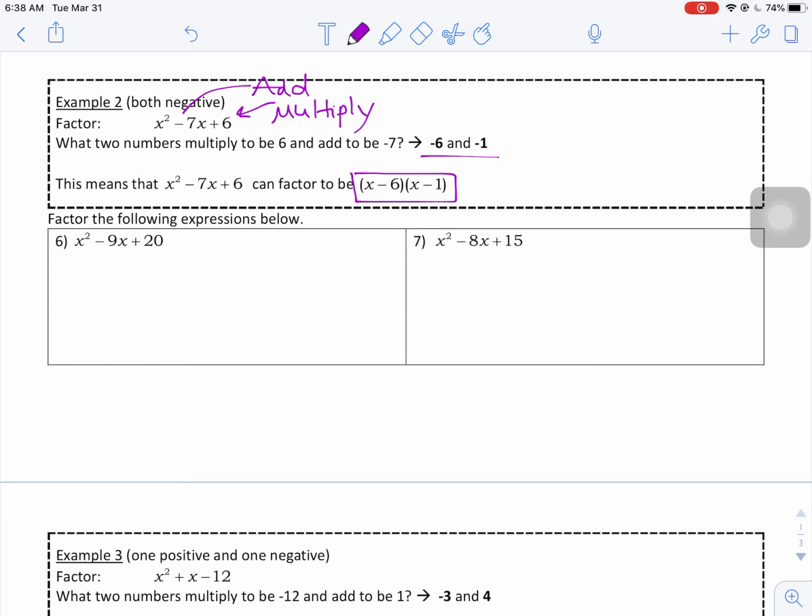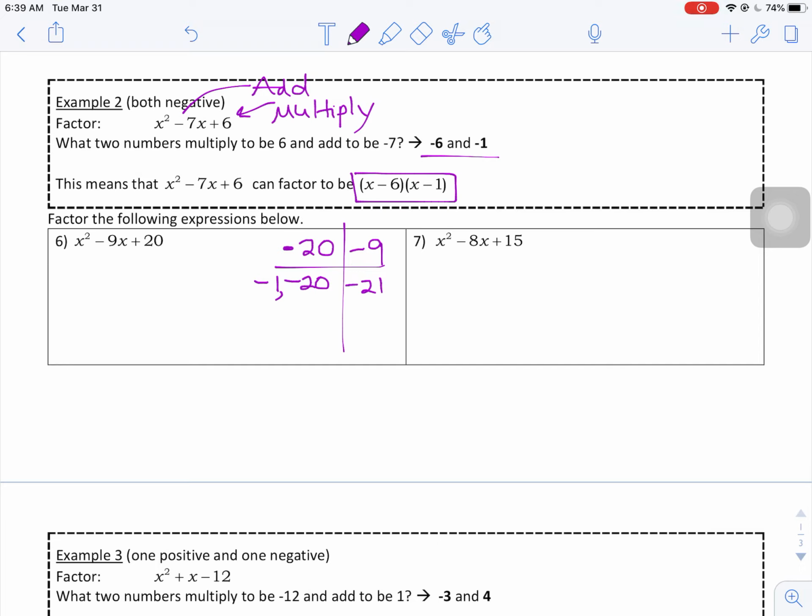So on number 6, if I'm keeping track of all my guesses, I'm trying to multiply to a positive 20 and then trying to add to a negative 9. So start with 1. 20 divided by 1 is 20. Now here's the trick though. If I'm looking for two numbers that have to add up to a negative 9, but they have to multiply to a positive 20, both of the numbers I'm looking for have to be negative. So I'm going to make it a negative 1 and a negative 20. Add those up, you get negative 21. So no, that doesn't work.